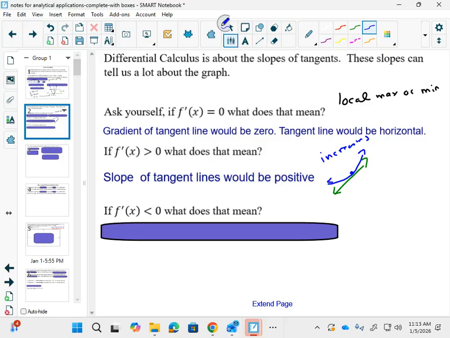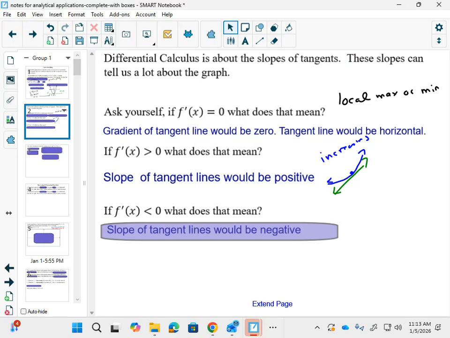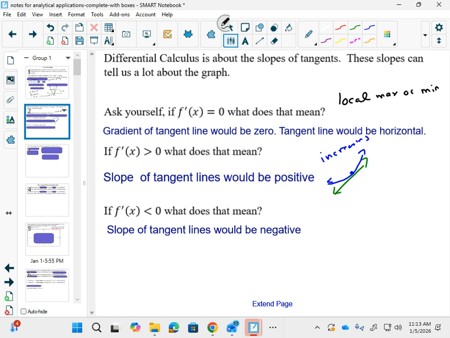And if our slope is negative, the only way you can draw a tangent on there is if your graph is decreasing from left to right. And so if we can tell where graphs are increasing, where they're decreasing, where they have their maximums, where they have their minimums, we're going to be able to graph things quite accurately.